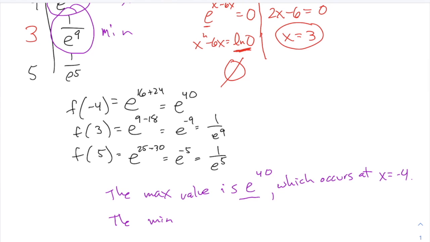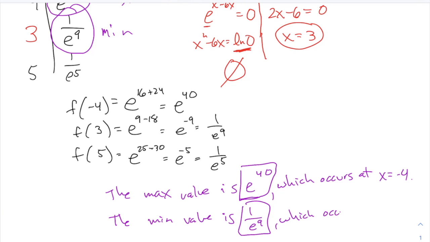The minimum value is 1 over e to the 9th, right? And that occurs at x equals 3.